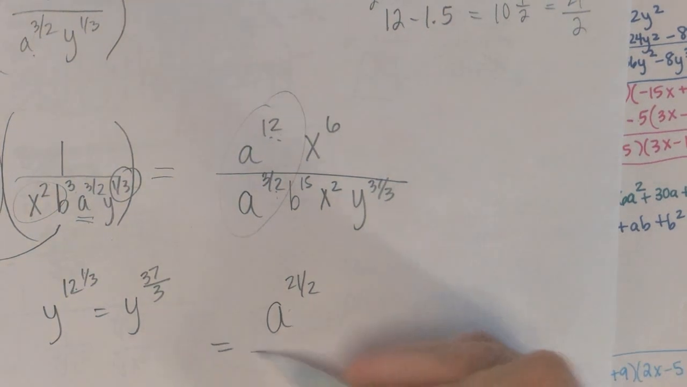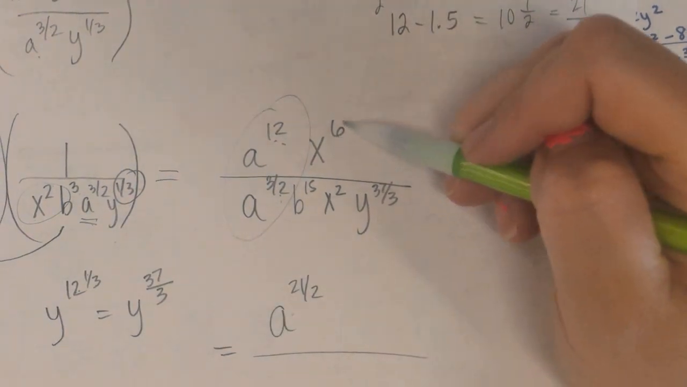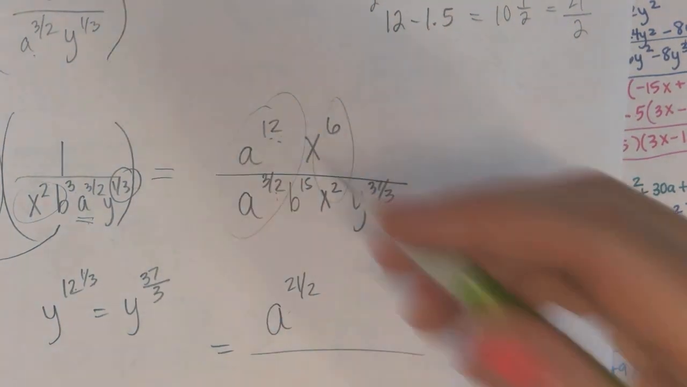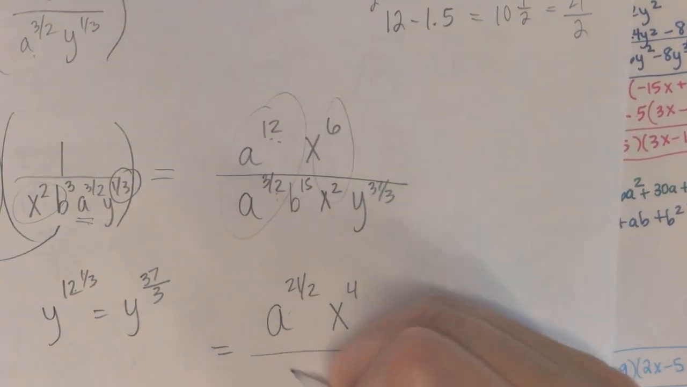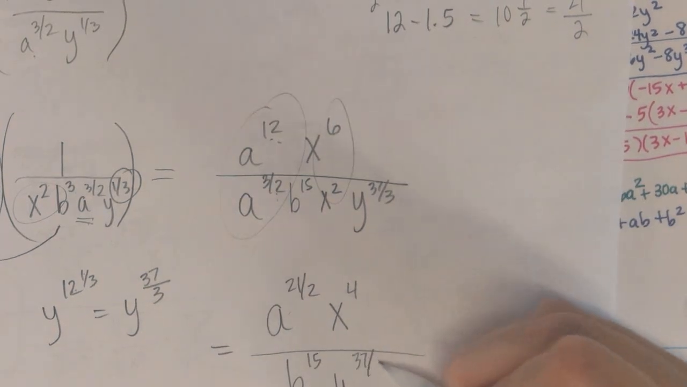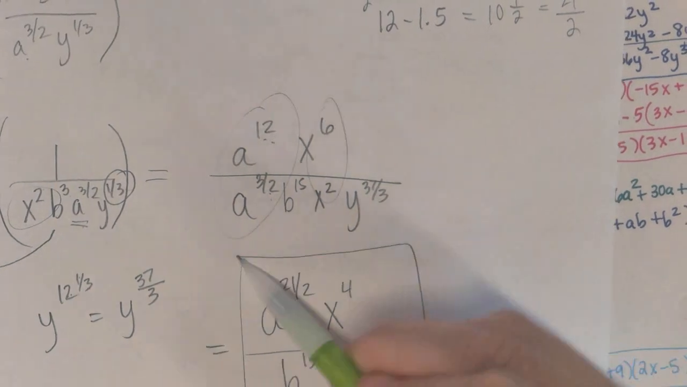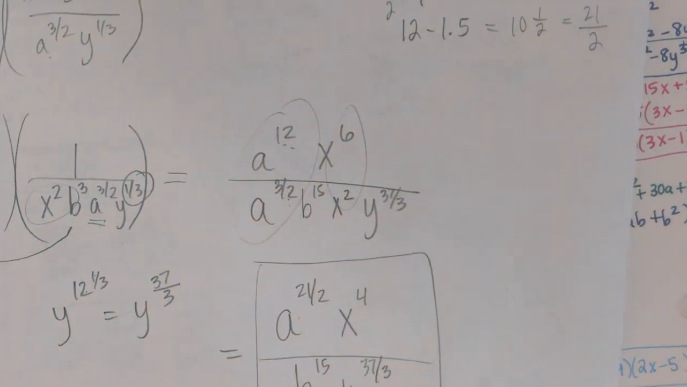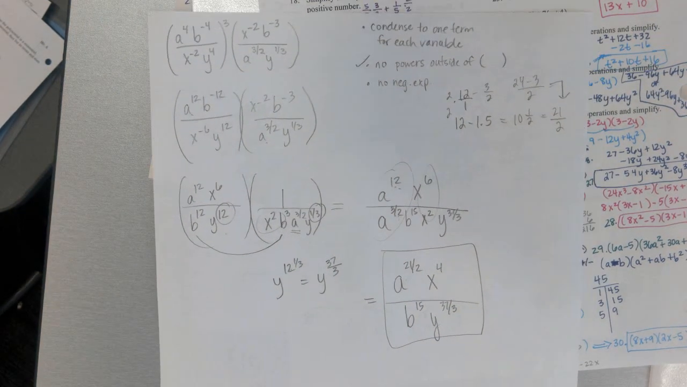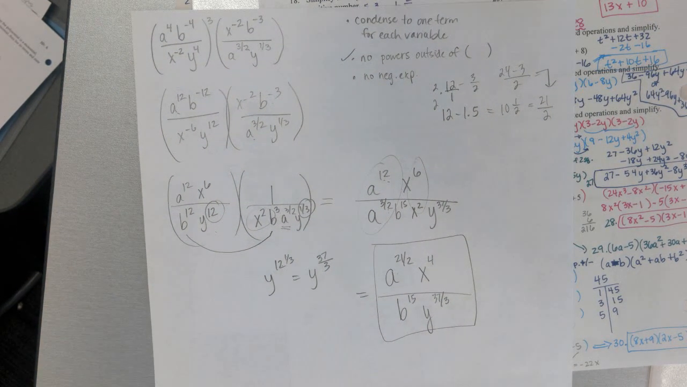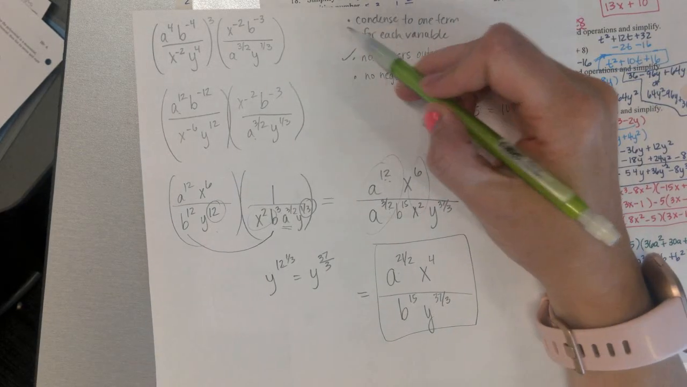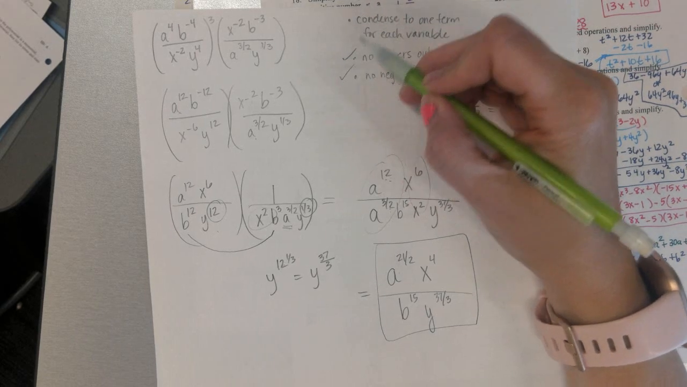on the top. Okay, the x's, this one is nice and simple. 6 minus 2 is 4, so x to the 4th, b to the 15th on the bottom, y to the 37 over 3. There you go. Okay, so see how if you take it step by step, it's still a lot to manage, but it's a lot easier if you follow these 3 steps and then do them as you go.